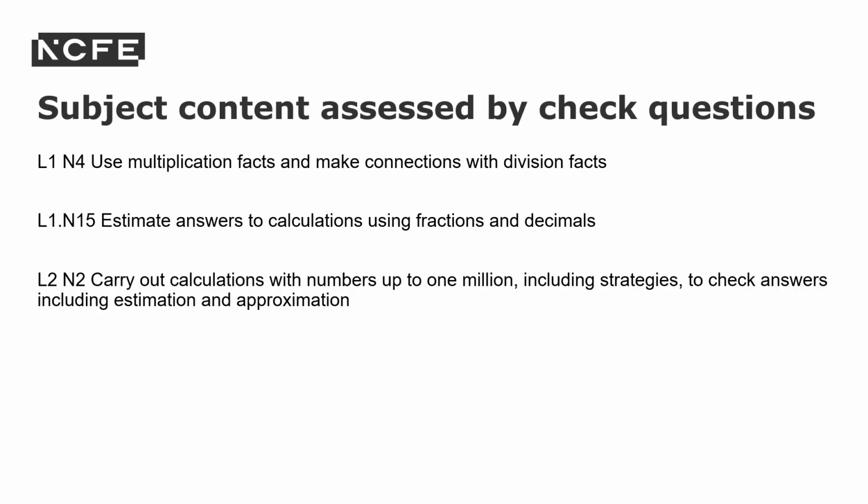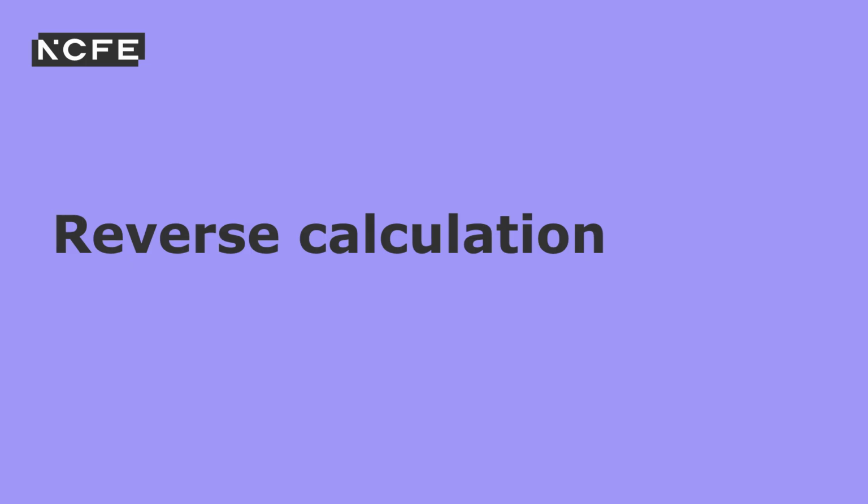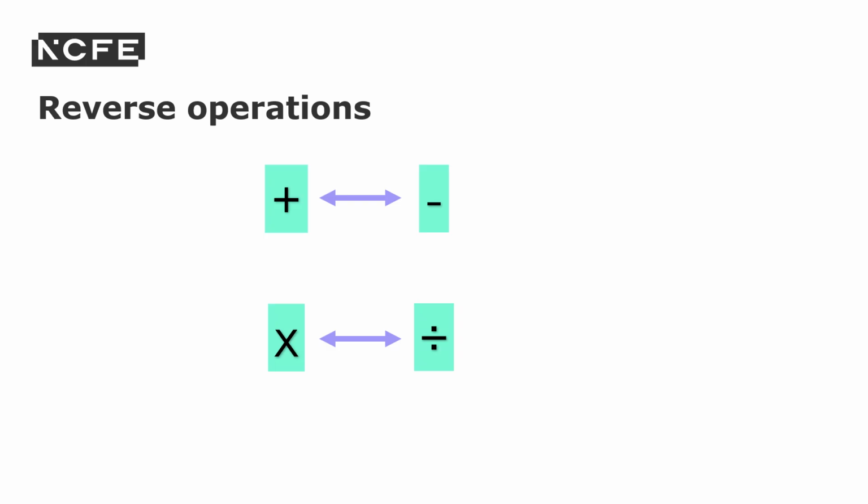Now, also at level 1, there could be a check question that assesses N15, estimate answers to calculations using fractions and decimals. So that's what is being assessed by those check questions. Now, one type of check question is a reverse calculation, and we're going to take a look at that first. Now, when we talk about reverse calculation or reverse operations, we mean that an inverse or reverse operation needs to be calculated. So let's take a look.